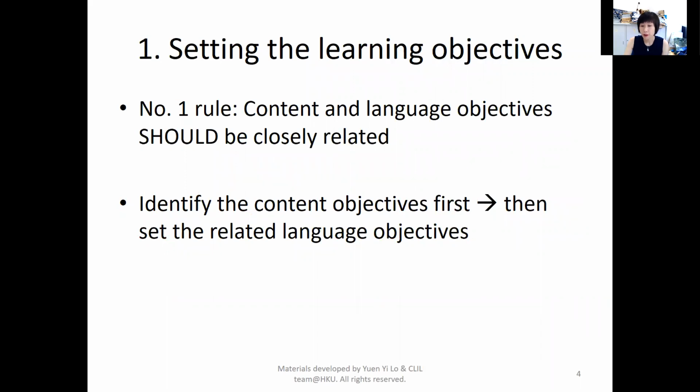The first step for every unit or lesson planning is to set the learning objectives. For CLIL lessons, teachers need to plan both content and language learning objectives. When teachers do so, the most important rule is that the two sets of objectives should be closely related to each other, so that the language objectives are not imposed on the content subject lessons, which will become too language-oriented. To do so, teachers can first identify the content objectives and then set the related language objectives.